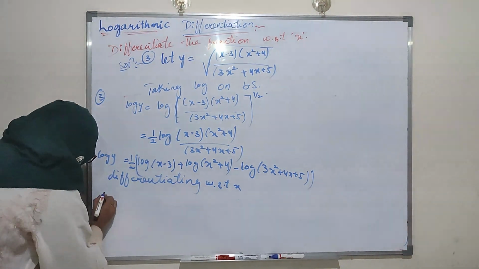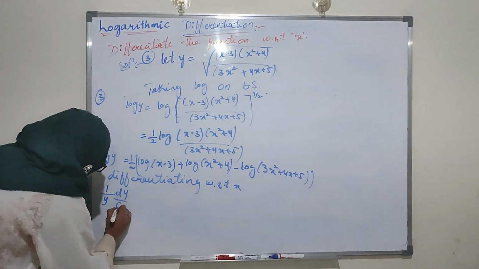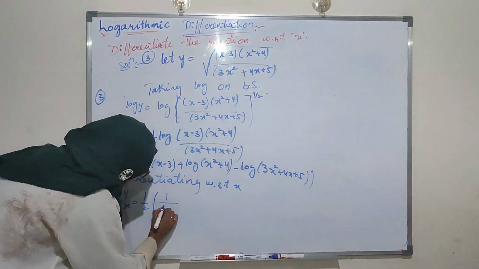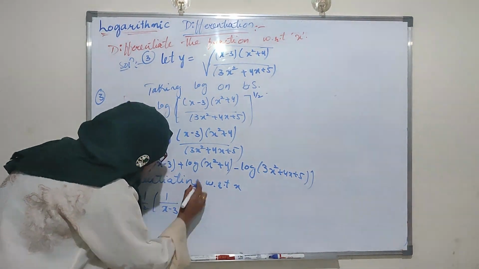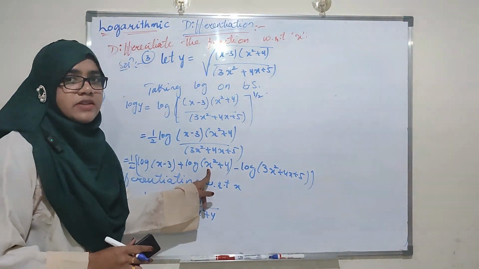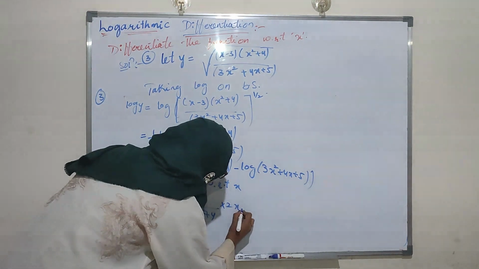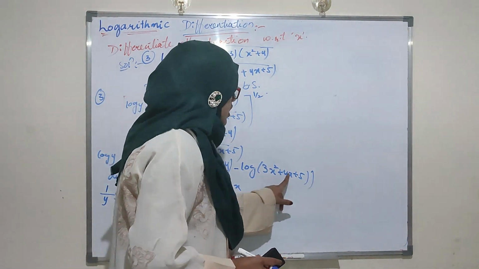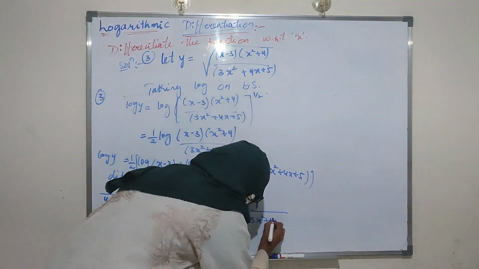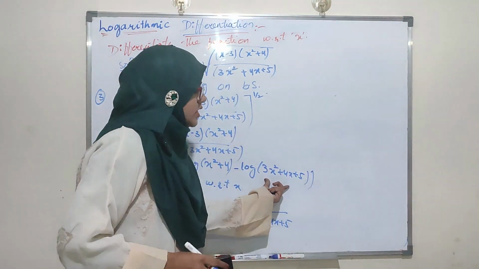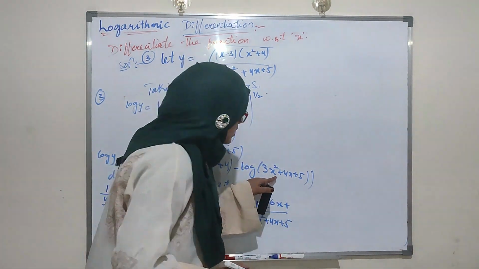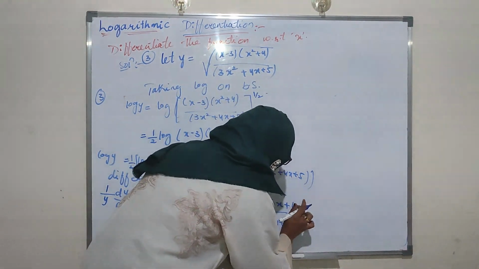So log y differentiation is 1 by y dy by dx is equal to 1 by 2 as it is. Log x minus 3 differentiation is 1 by x minus 3, plus log x square plus 4 differentiation is 1 by x square plus 4. Again we have to differentiate x square, which is 2x. Minus log 3x square plus 4x plus 5 is 1 divided by 3x square plus 4x plus 5. We again differentiate the bracket: 3x square gives 6x, 4x gives 4, and 5 gives 0.